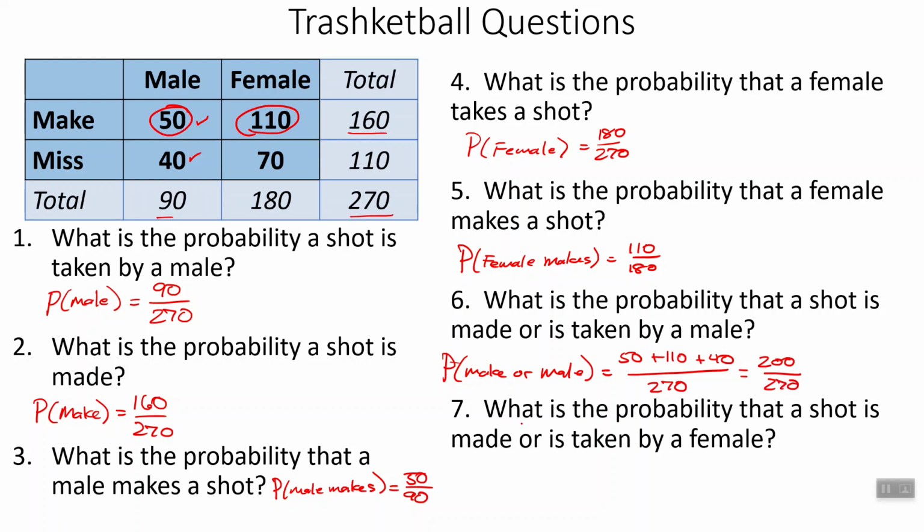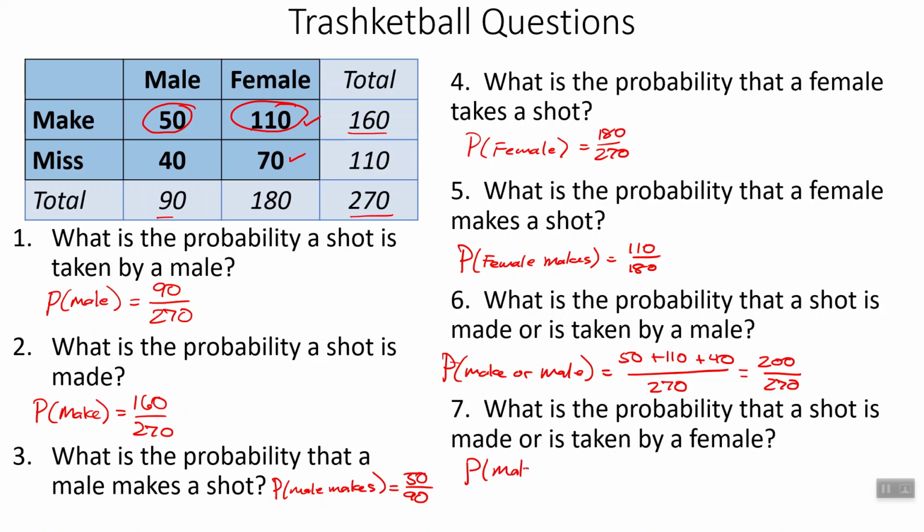All right, let's try that again with this one. What's the probability that a shot is made or is taken by a female? All right, let me erase these. All right, so now we want made. So these guys are made. These guys are made. Or taken, these guys aren't made. These guys aren't made. Or taken by a female. Well, that's not these ones, but we're already going to count them. These ones, yep, we've already counted them. Not these ones, but these ones. So we got the 50, the 110, and the 70.